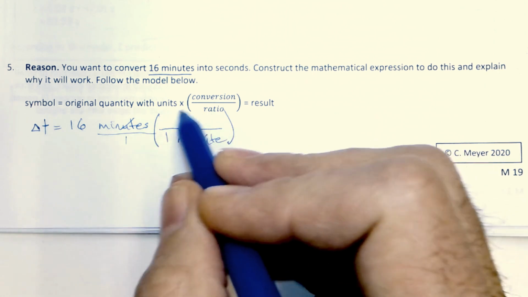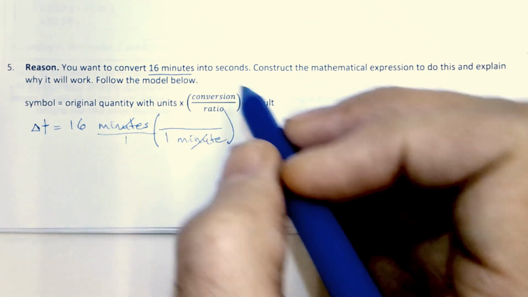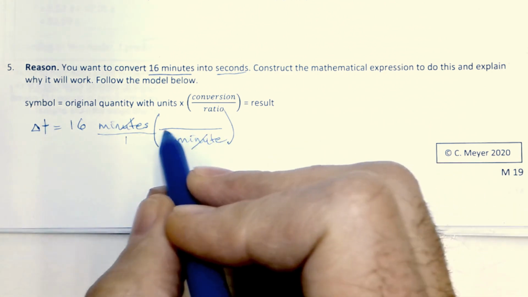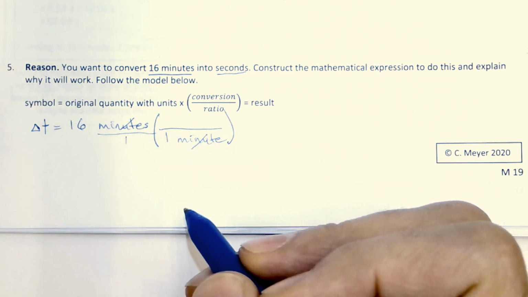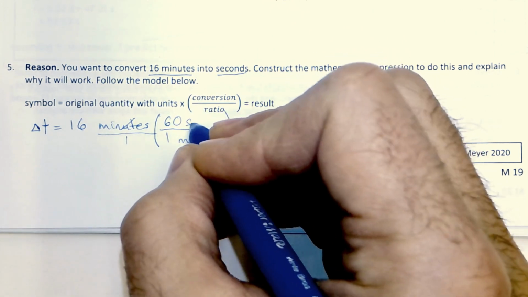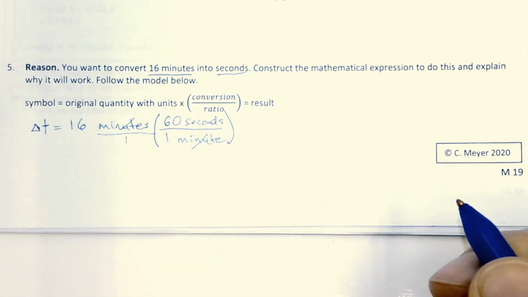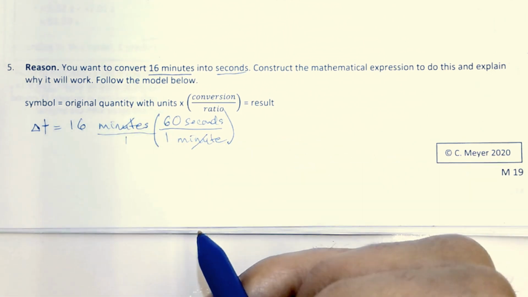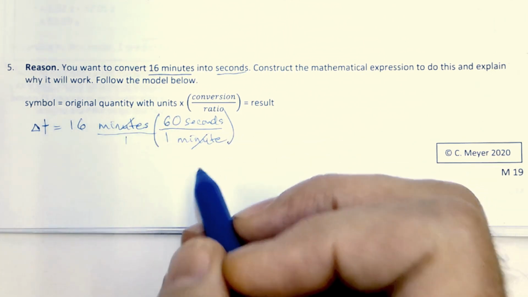Now let's complete the conversion ratio. The new units that we want are seconds. So the question is, how many seconds are there in 1 minute of time? Okay, no problem. 60 seconds. So now the old units have divided away, and we're ready to do the arithmetic.